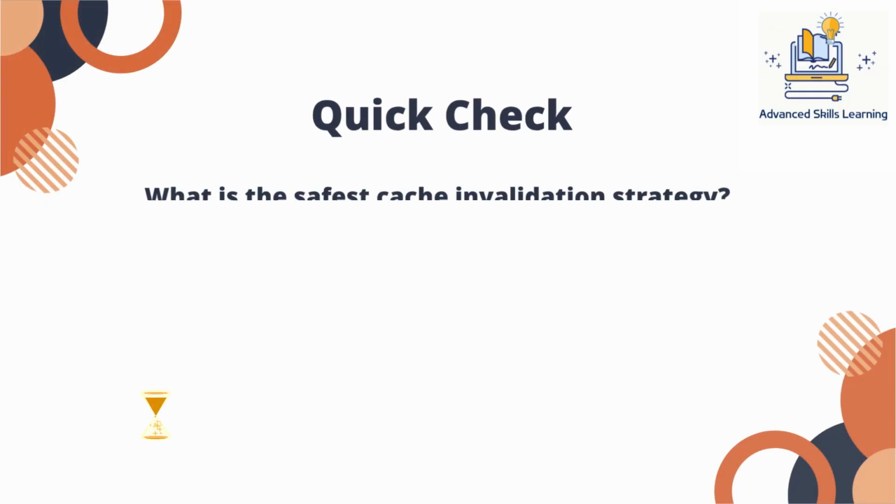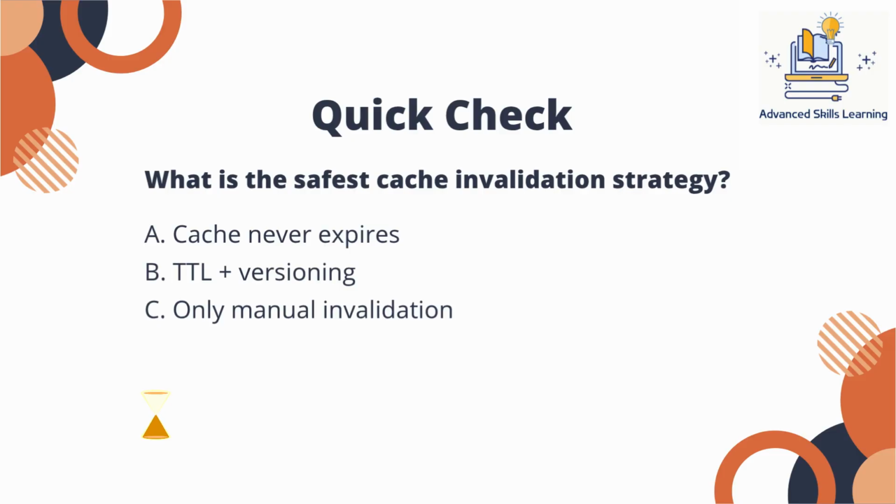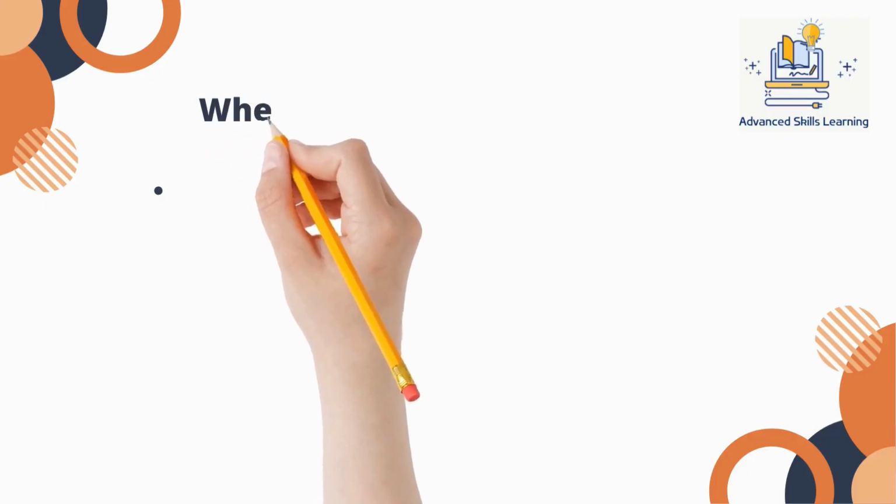Quick check. 2 seconds. What is the safest cache invalidation strategy? A. Never expire cache. B. TTL plus versioning. C. Only manual invalidation. Keep your guess. The answer is B. Combining TTL and versioning gives both safety and correctness.